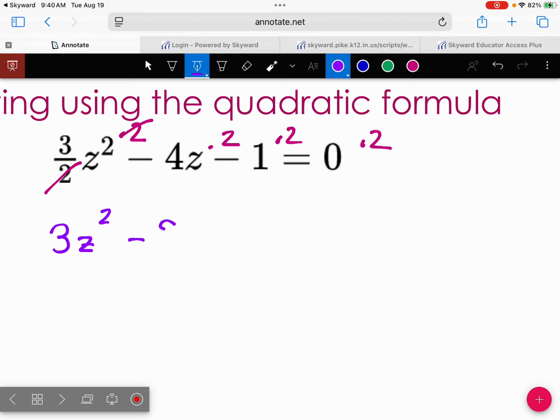4Z times 2 is going to give us an 8Z. Minus 1 times 2 gives us a 2. Equals 0 times 2, 0. This will have the same solutions as the one above it does. They're not equivalent expressions, but they will have the same solutions. As long as I do the same thing to both sides of my equal sign, I can do whatever the heck I want. This one's going to be easier to deal with. Multiply everybody by 2, and then it's a lot easier to deal with. I mean, you can go through it with the fractions. It works. It's just unpleasant.